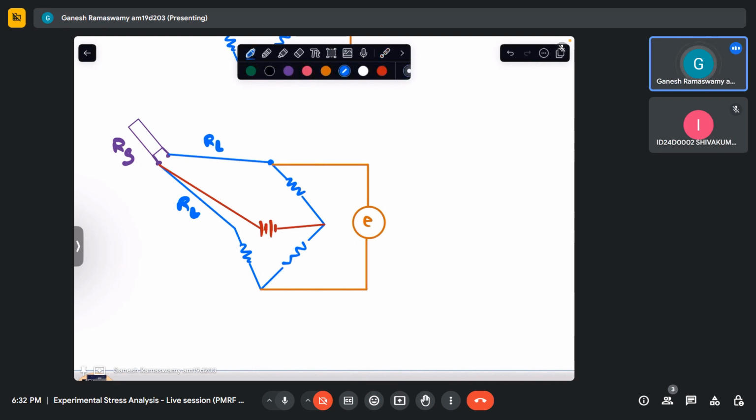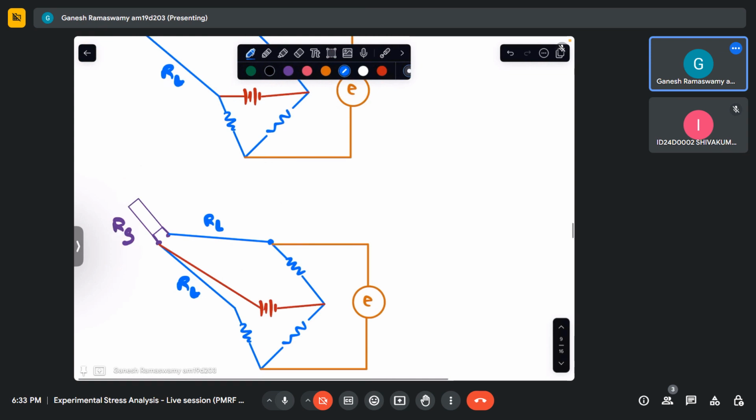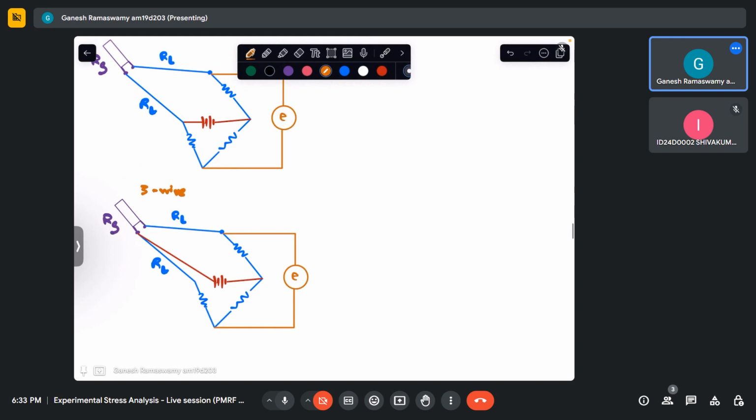So this is a three wire quarter bridge arrangement.